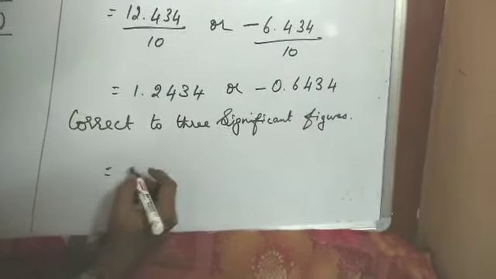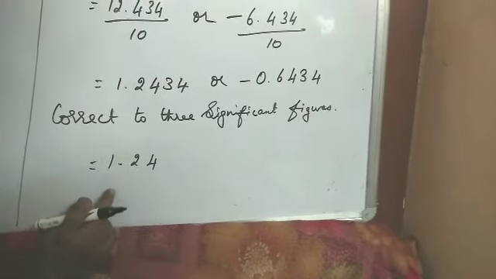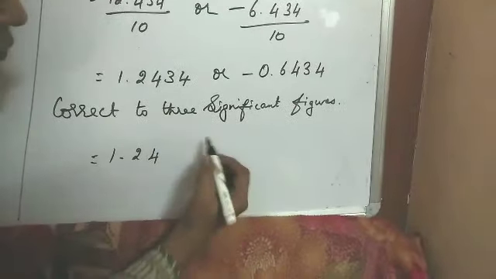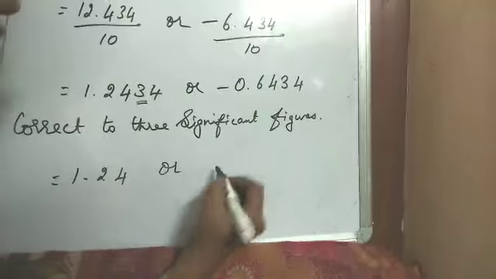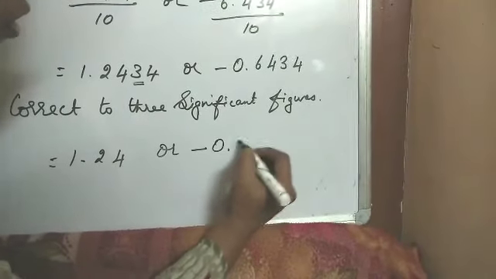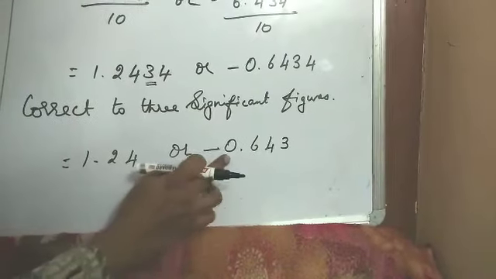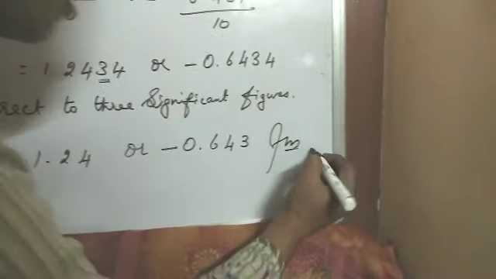Therefore, 1.24. In the answer, we should have only 3 figures, 1, 2, 3. Okay. Or minus 0.643. Because 0 has no value. 1, 2, 3. This is the answer.